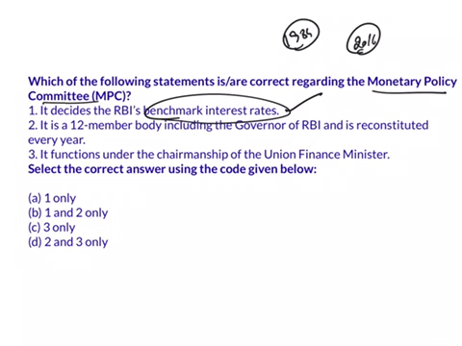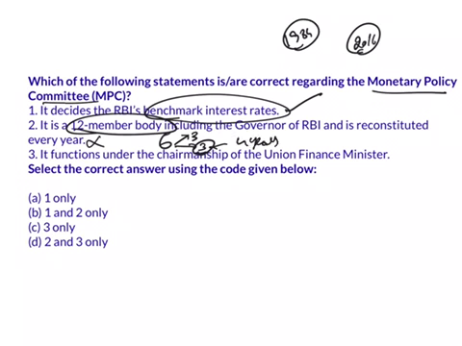The next one is, it is a 12-member body including the governor of RBI and is reconstituted every year. This statement is incorrect because it is a 6-member body, out of which 3 are from RBI and the 3 members are appointed by the government. And these members appointed by the central government will hold the office for a period of 4 years. So this statement is incorrect.